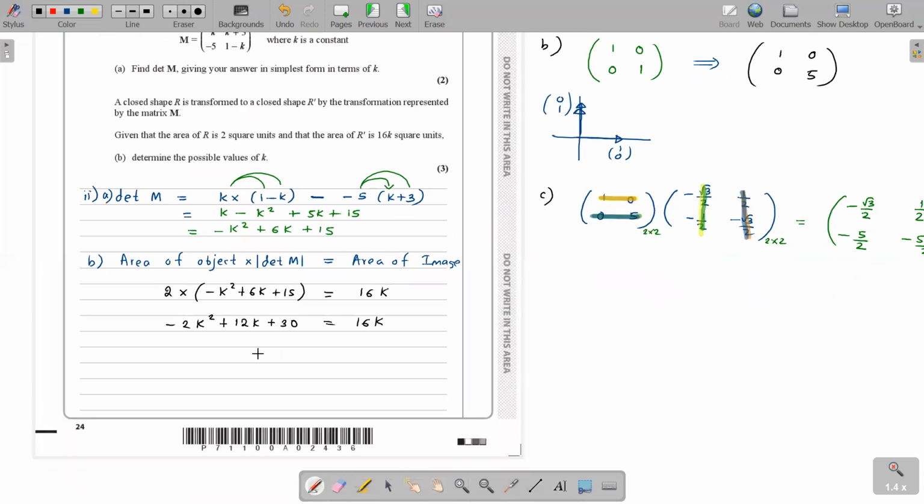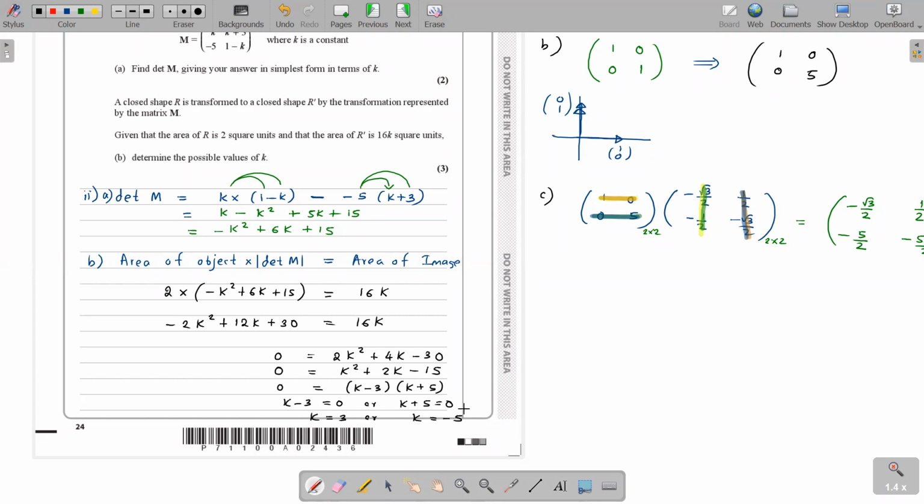So take all the terms to one side. 0 equals positive 2k square, 16 minus 12 is 4k, minus 30. Is this okay? Dividing everyone by 2, I get k square plus 2k minus 15. So check on this. Is this correct? So we get here k minus 3 and k plus 5. So which means k minus 3 is 0 or k plus 5 is 0, so we get k is 3 or k is minus 5.